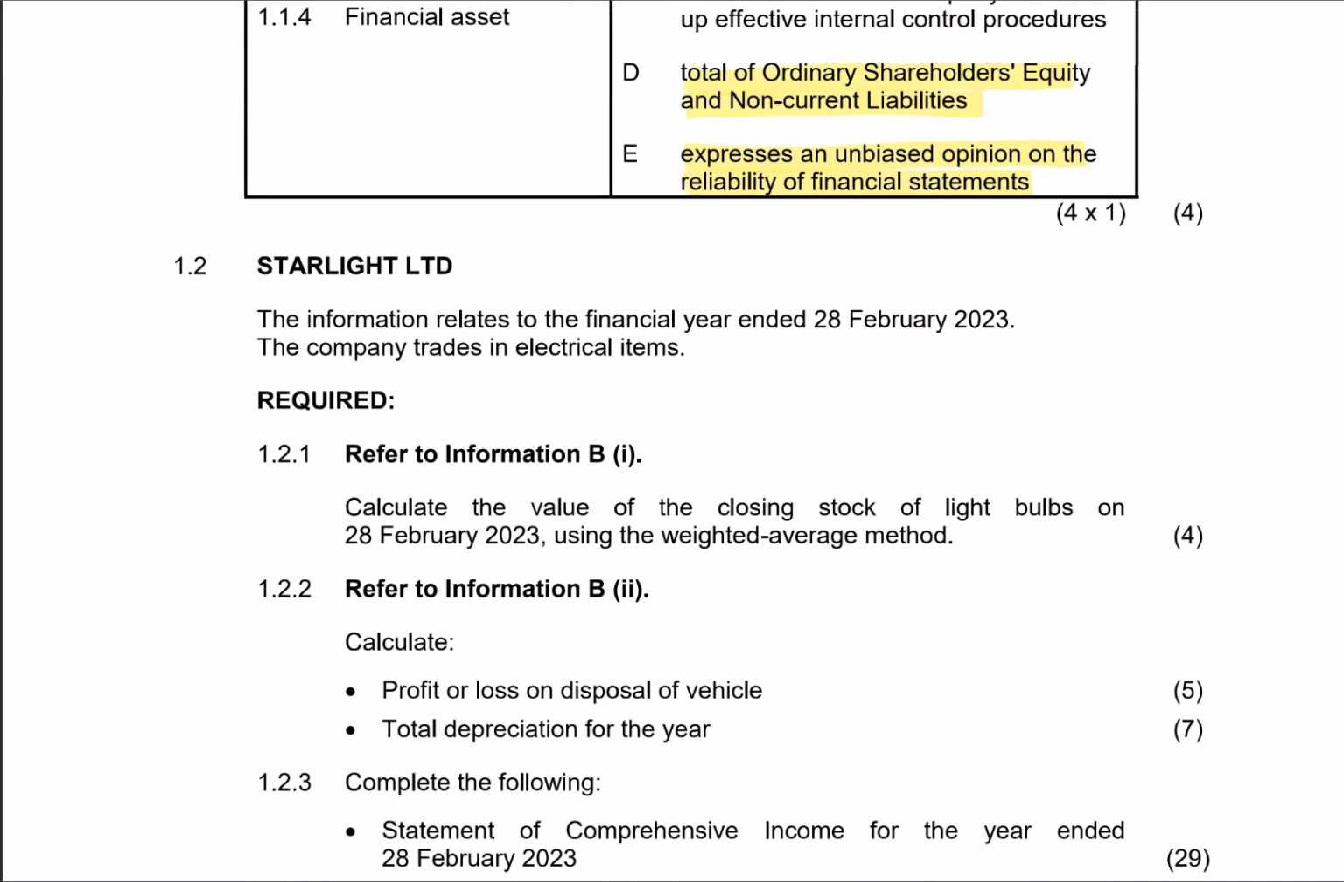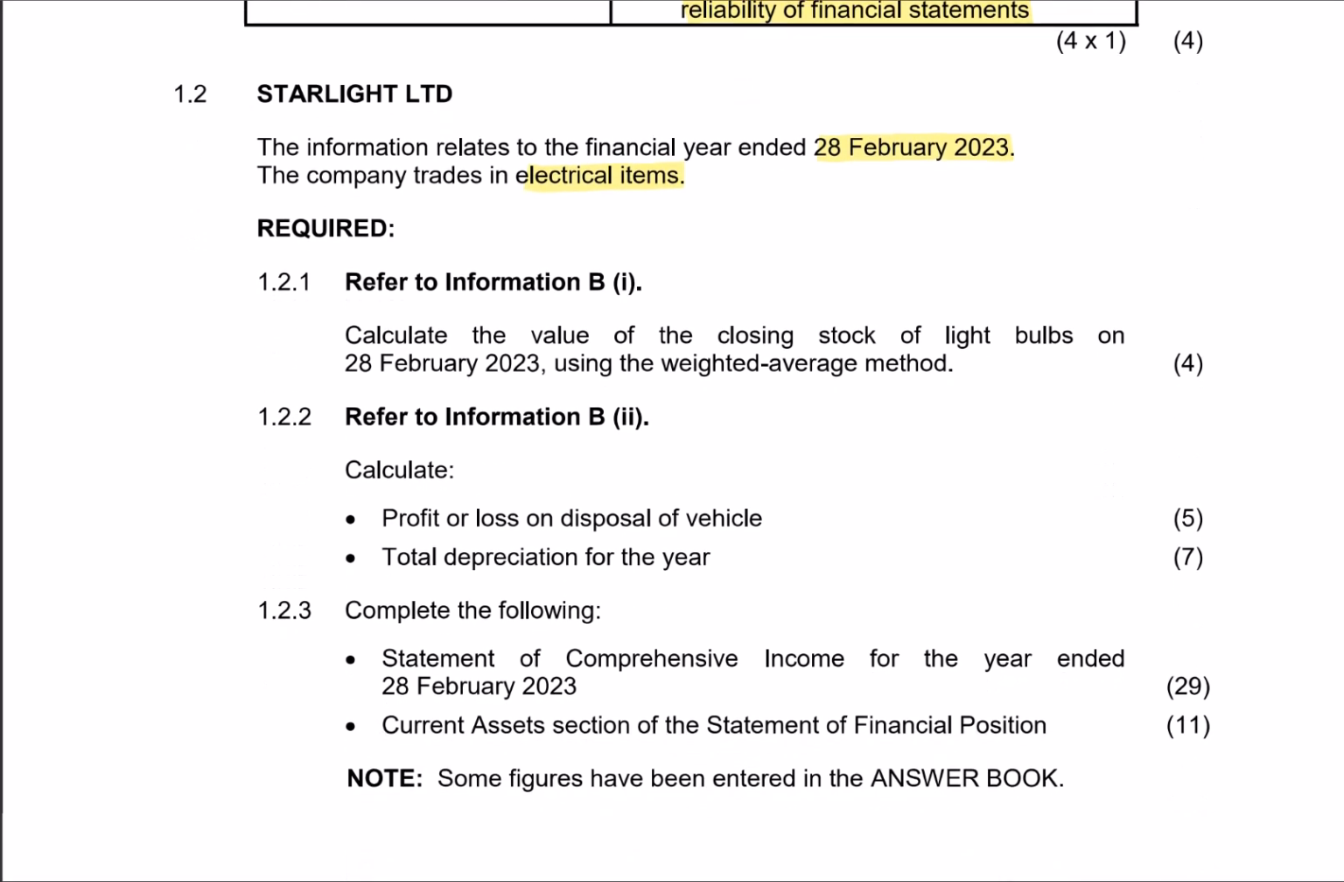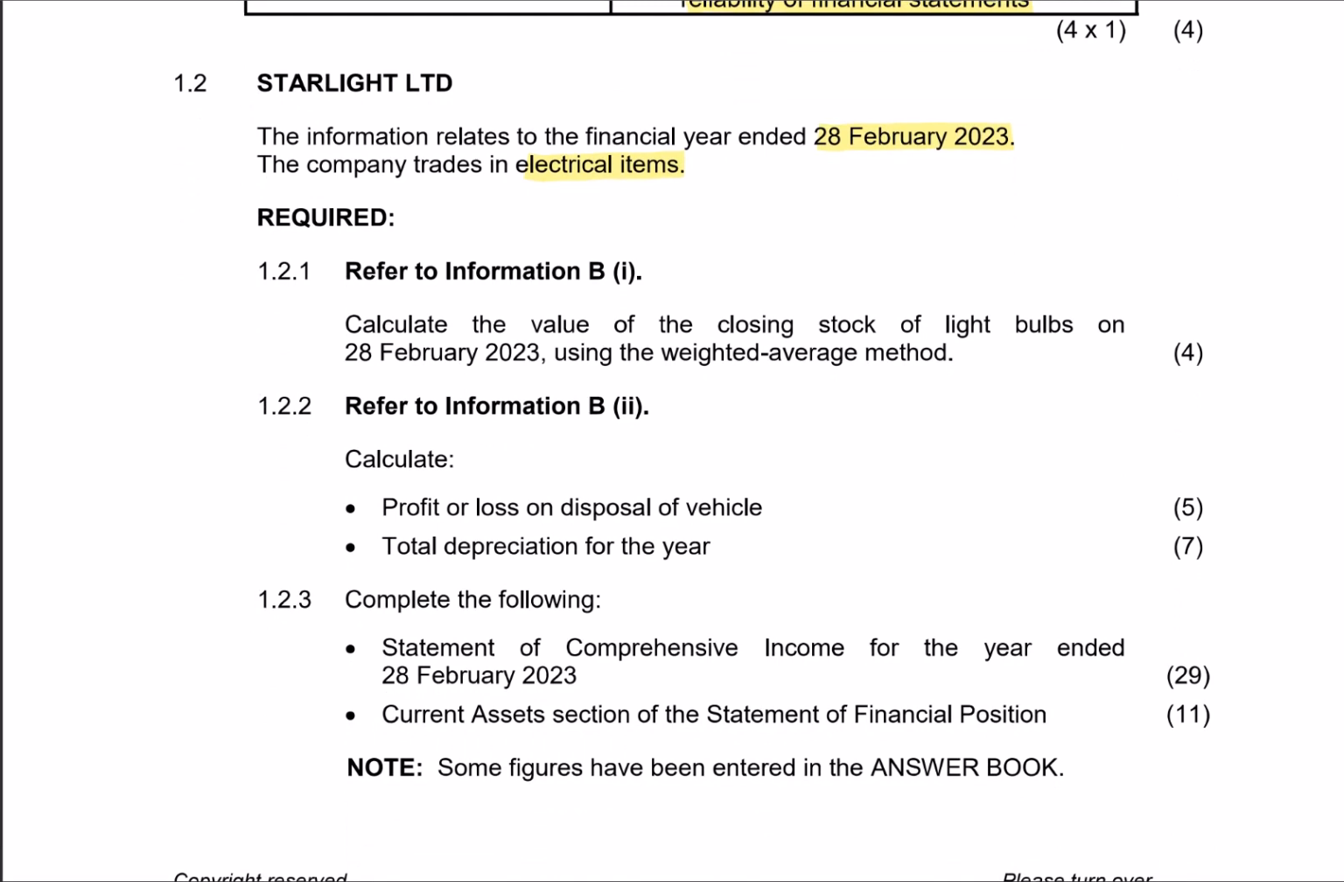Starlight Ltd 1.2. The information relates to the financial year ended 28 February 2023. The company trades in electrical items. I'd refer to information B. Calculate the value of the closing stock of light bulbs on 28 February 2023 using the weighted average method. I remember there are 3 ways of calculating the value of closing stock, or stock valuation methods. First is first in, first out, then weighted average, the one that we're given here, then specific identification method. I should be familiar with the 3.